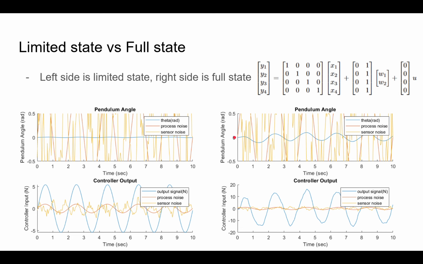The first thing you'll notice is that the pendulum angle is a lot worse than the one for limited states. So it's kind of strange. And the second thing you'll notice is that my controller output is a lot more susceptible to noise compared to this controller output. And also, this peak is around 15, 20, whereas this peak is around 5. So that's very strange.